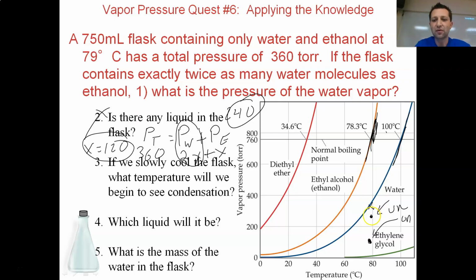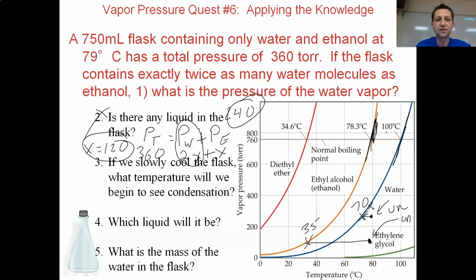Number 3, if we slowly cool the flask, what temperature will we begin to see condensation? So this is our water point right here. Let's slowly cool it, drop the temperature, and we see we hit our saturation point right there. But with ethanol, we gotta cool it, cool it, cool it. It doesn't start to get our saturation point until here. So water right here will start to condense at around 70 Celsius. Ethanol is not going to condense until about, what's that, 35 Celsius?